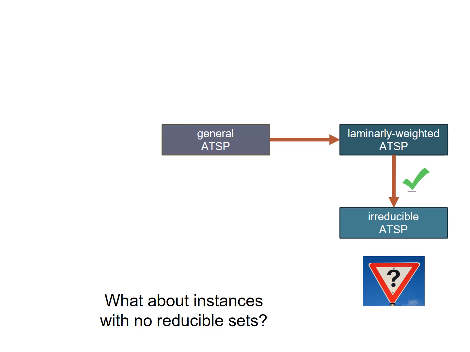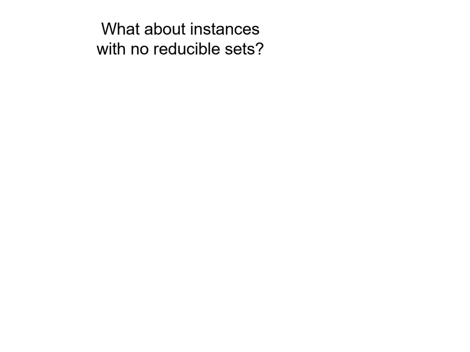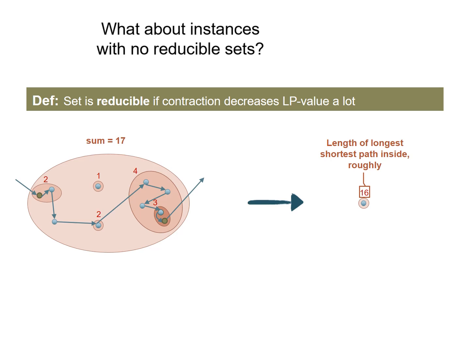So what about instances that don't have reducible sets? Now you cannot make such progress anymore. Well, again, recall that the set was reducible if the contraction would decrease its LP value a lot. So here the sum of all these values was 17, and this is removed and replaced by one vertex, which is, let's say 16, and the 16 corresponds to the cost of the longest, shortest path inside.